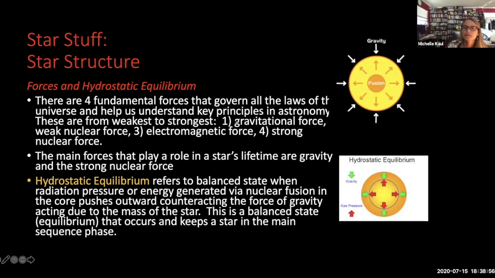So one thing to note is that all the things that govern all the motions of our universe come down to these four fundamental forces. Now, we've talked about gravity. Gravitational force is a fundamental force. It's the weakest force. It doesn't seem so weak in astronomy because we're dealing with really massive objects. We're not just talking about the mass of a baseball here. We're talking about the mass of billions of baseballs combined together.